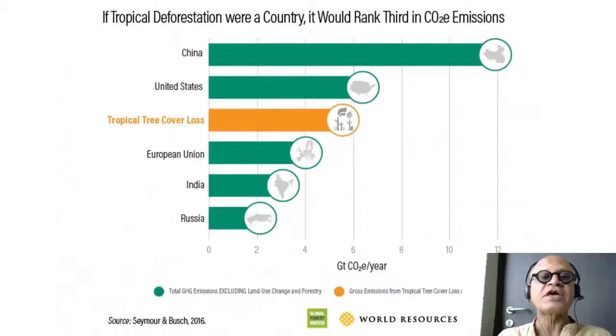But if you look at the amount of emissions resulting from deforestation, this is a figure from the World Resources Institute that says if tropical deforestation were a country, it would rank third in CO2 equivalent emissions. So there is China, about 12 gigaton CO2 equivalent per year. US is the next, and tropical tree cover loss would be the third country in this list. So this is the argument about planting trees, that unless the trees are left protected from deforestation and perturbation, you will end up creating a lot of losses.